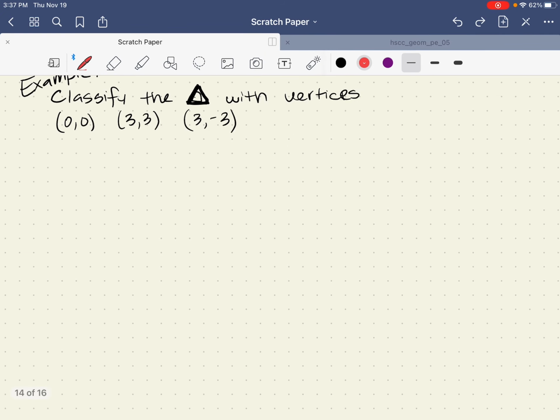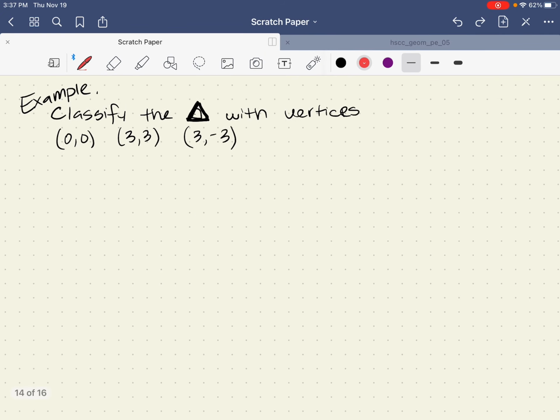All right, so here's our first example. Classify the triangle with vertices (0, 0), (3, 3), and (3, -3). So my suggestion, graph this guy out. Real quick sketch, okay? Plot the point (0, 0). I'm going to go ahead and call that A just to give me a reference. So we have A right there at (0, 0).